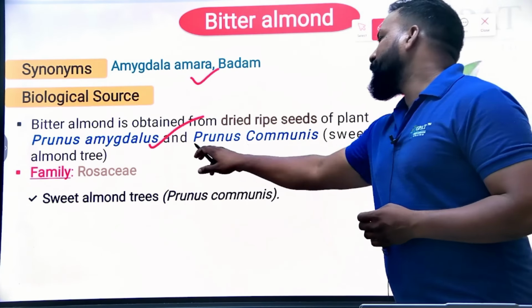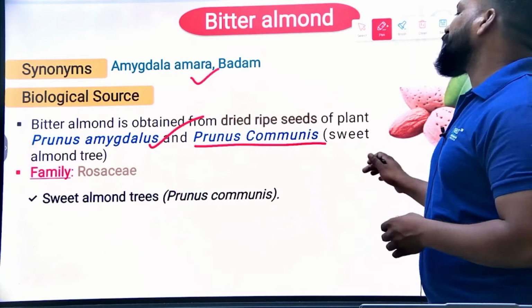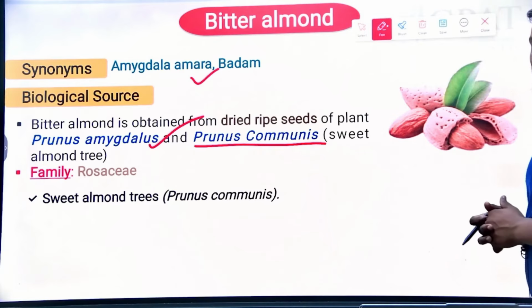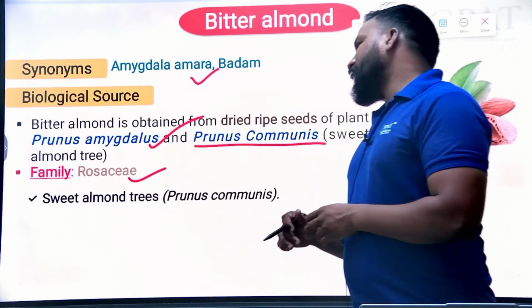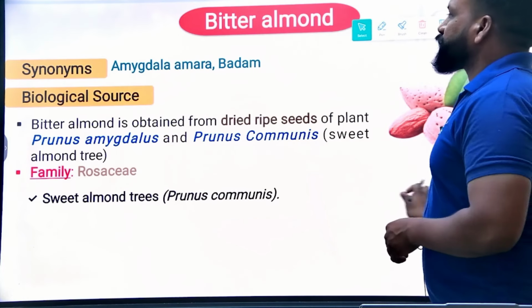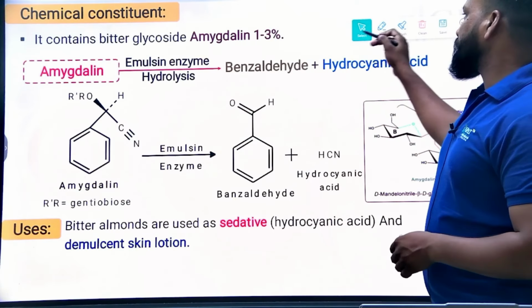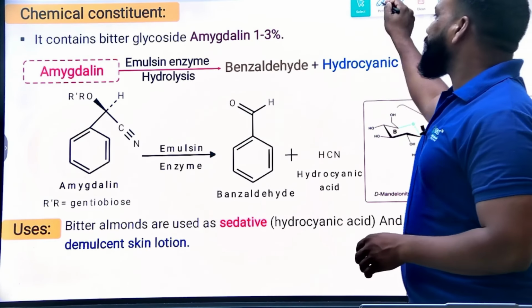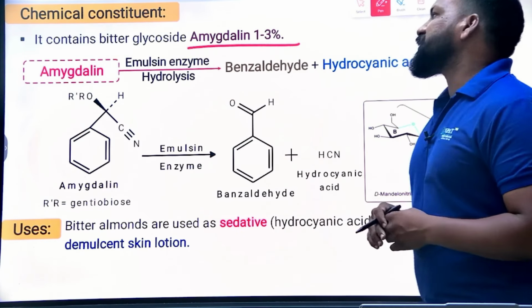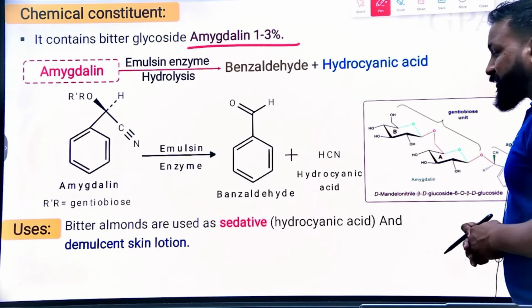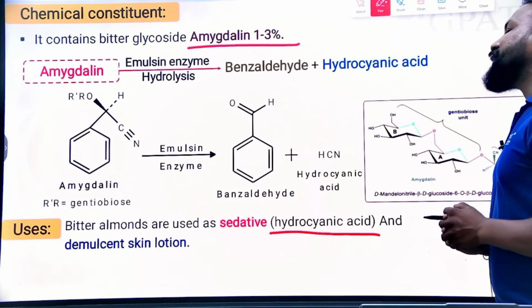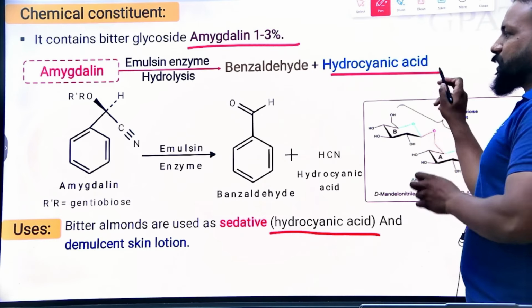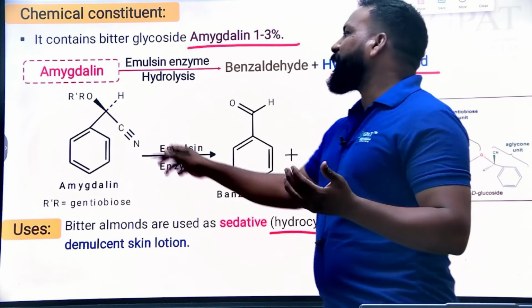And Prunus communis is the sweet almond that we used to eat. Prunus amygdalus and Prunus communis, family Rosaceae. As you can see, it contains amygdalin, 1 to 3%, the main chief component. But the sedative action is due to hydrocyanic acid.